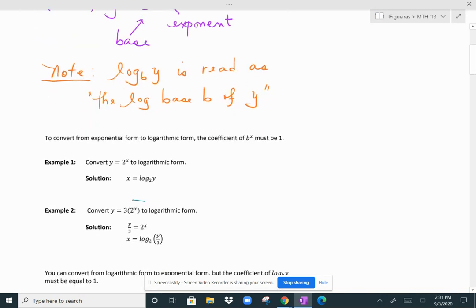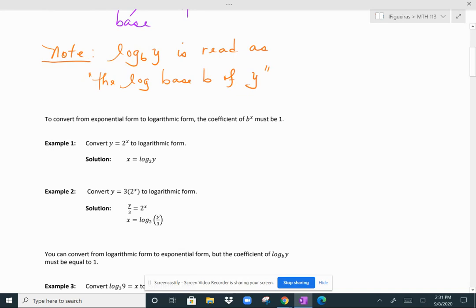If I want to convert this to logarithmic form, the first thing I need to do is divide by 3. So I have y over 3 equals 2 to the x. Then I can rewrite this as x equals log base 2 of y over 3. Again, using the same definition that's in the box above.